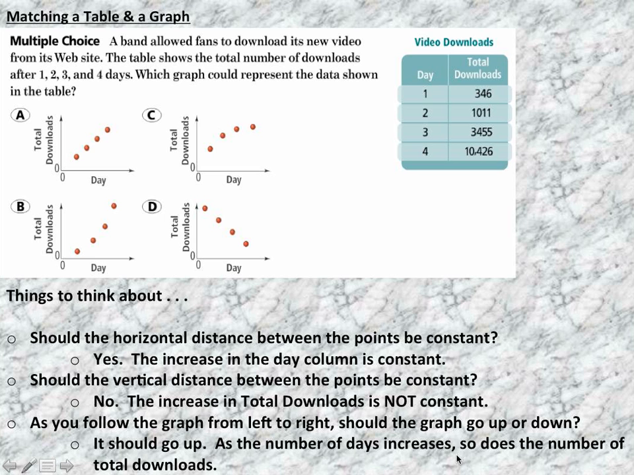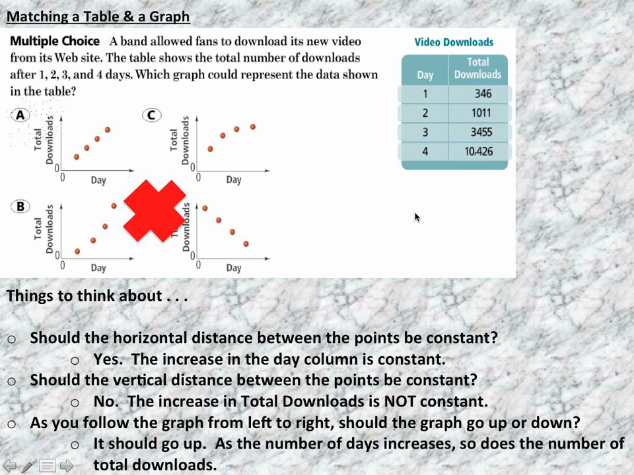As the number of days increases, so does the number of total downloads. So from left to right, I'm getting more days. And according to the table, I'm getting more downloads. So let's start to eliminate some of these choices. Well, it can't be this one, because this one's going down. This tells me the more days, the less downloads. And that's just not true from the table.